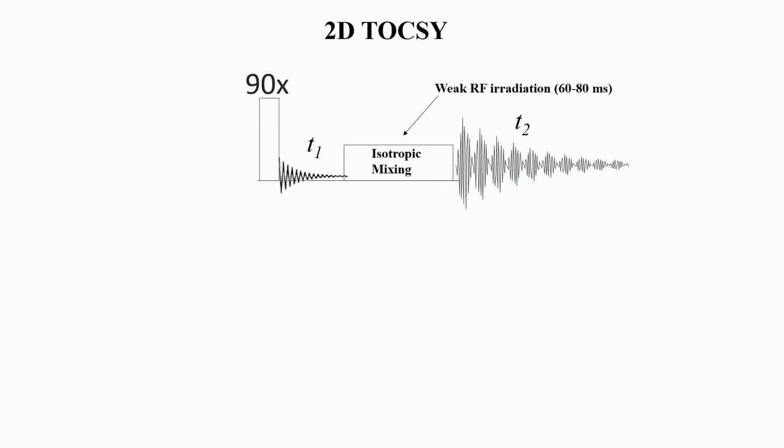To overcome that problem, a new experiment was developed, known as 2D TOCSY, which stands for total correlation spectroscopy, as shown here. So, this is an abbreviation for the words total correlation spectroscopy. Let us see how this works and what additional information we can get over a simple 2D COSY. So, this is the pulse sequence of the 2D TOCSY.